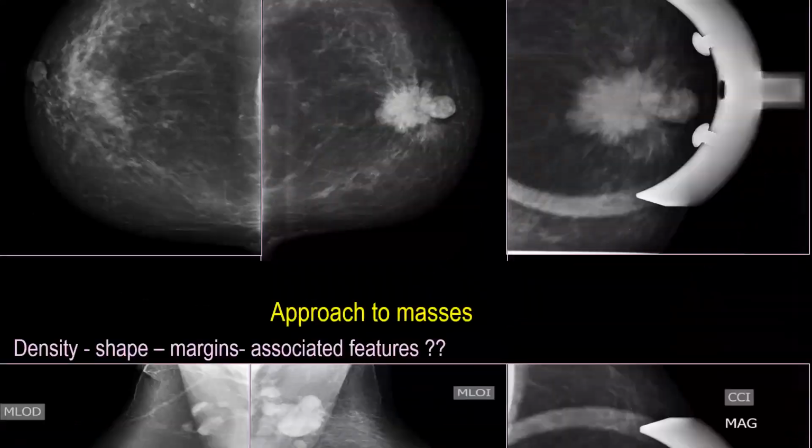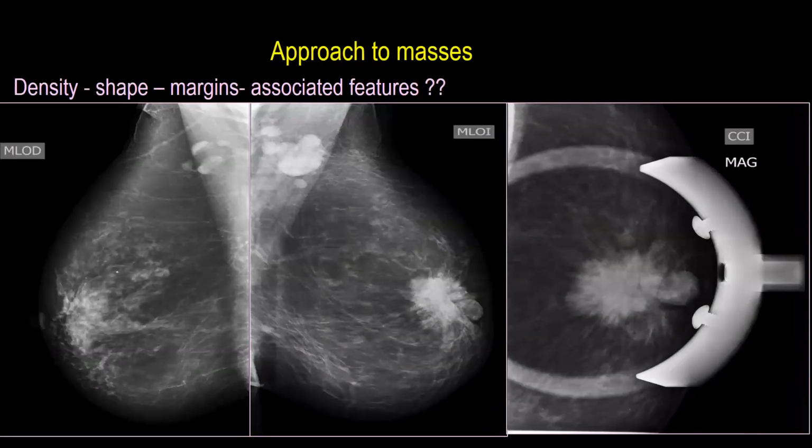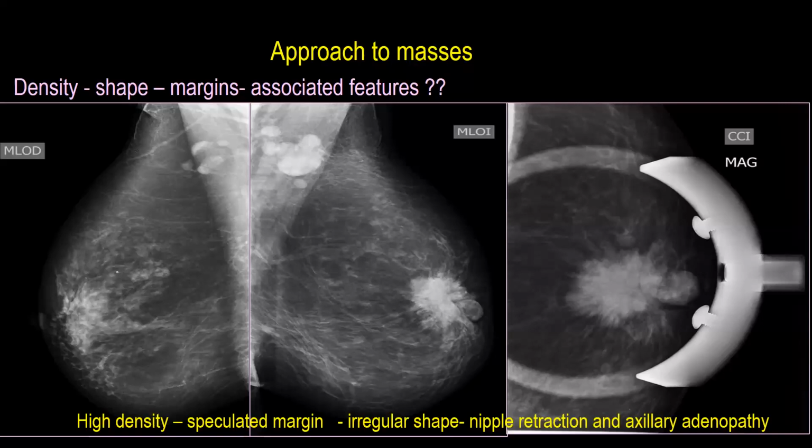This is a CC view, and here is the MLO view. Irregular high density, speculated margin, high density with nipple retraction. Excellent. Associated feature is nipple retraction, malignant adenopathy, and possible trabecular thickening. Yes, there is edema: edema, nipple retraction, adenopathy, and this might be other foci. Nobody knows, I have just seen it now.